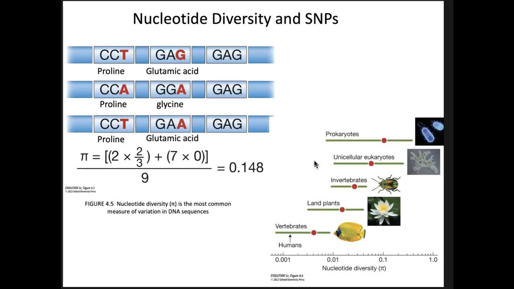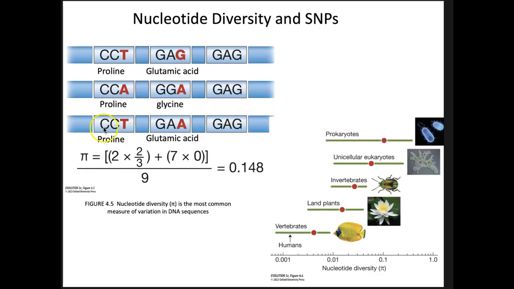So let's quickly talk about how we calculate nucleotide diversity with this little example here. This is figure 4.5 from your textbook. Looking at the upper left-hand corner of the screen, we can see that there are 3 genetic sequences that are 9 base pairs long each, okay? The places where we see black letters indicate that there's no difference in terms of the code in those sequences.